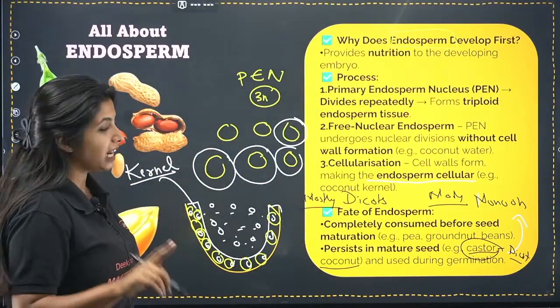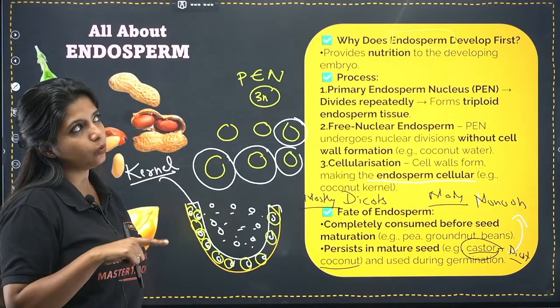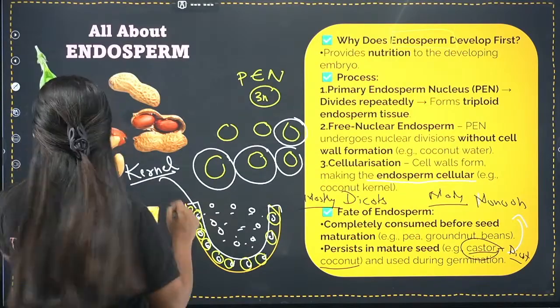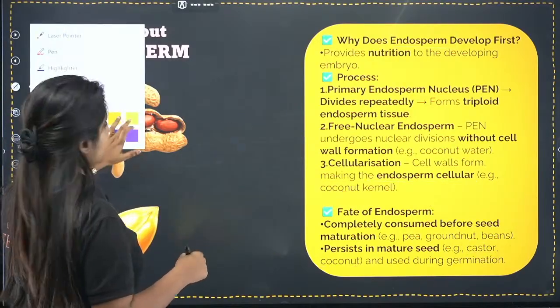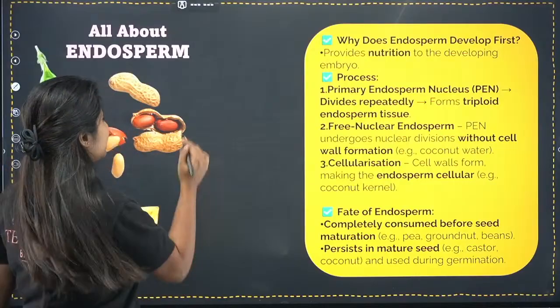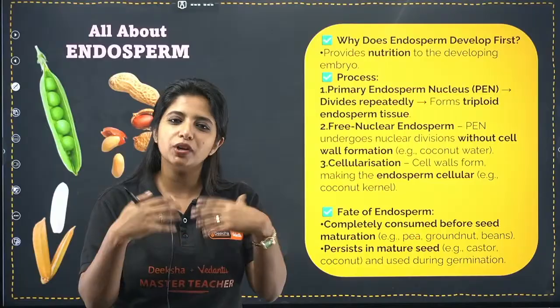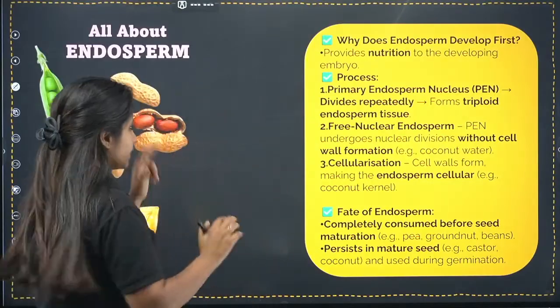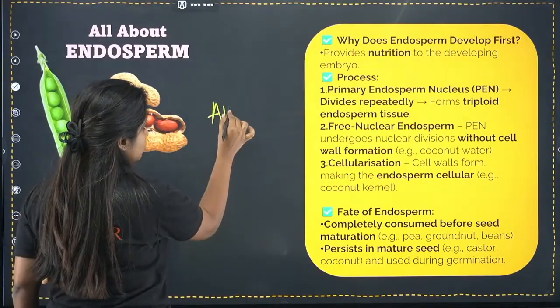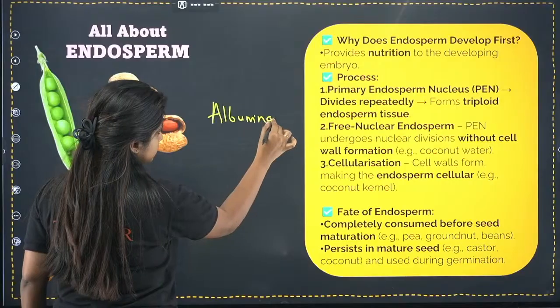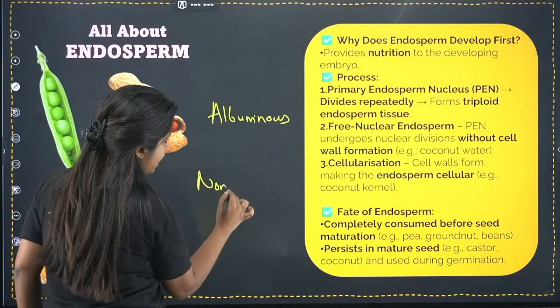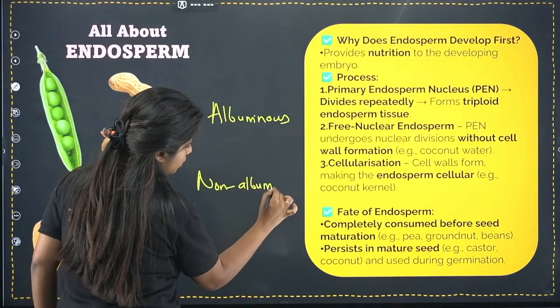Cool. Now, I'll tell you one more thing. Should I tell you now or later on? I can tell you right now. There are two types of seeds. Seed, as in what you're talking about, is the ovule. The ovule becomes the seed later on. Inside the ovule, what do you have? You have the embryo. So basically, two types of seeds are there. One is albuminous and one is non-albuminous.